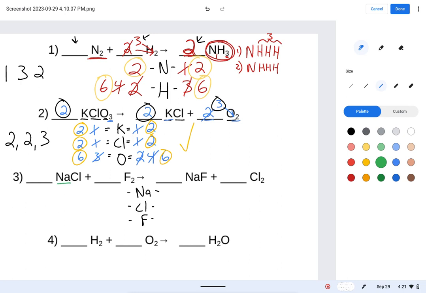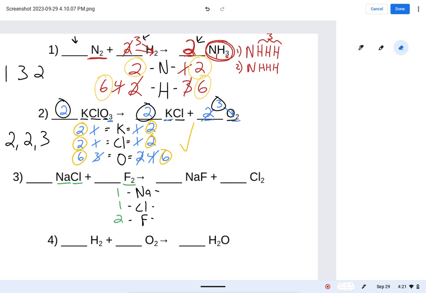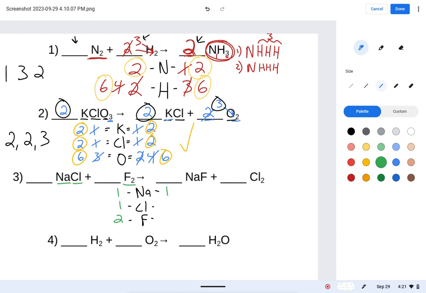So there is 1 Na, there is 1 Cl, and there are 2 Fs. On the right side, there's 1 Na, there's 1 F, and there's 2 Cls. All right, so now one's got more on the right, one's got more on the left, and just because this adds up to 4 and this adds up to 4 does not mean we have it balanced. And I can't just come in here and say, hey, this is going to be 2 and this is going to be 2. Hey, look, I'm balanced. This area down here is your scorecard.